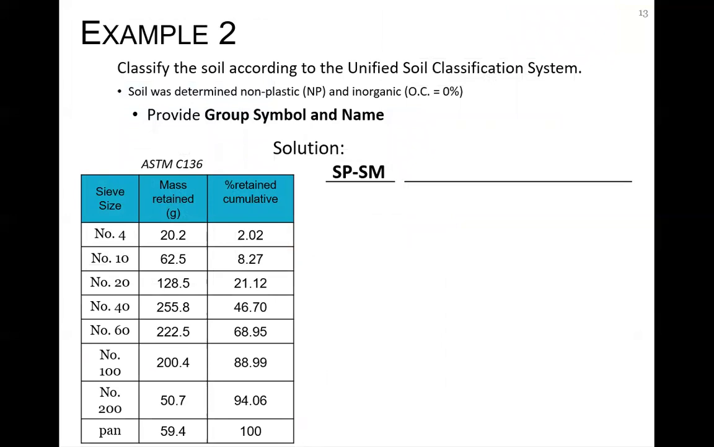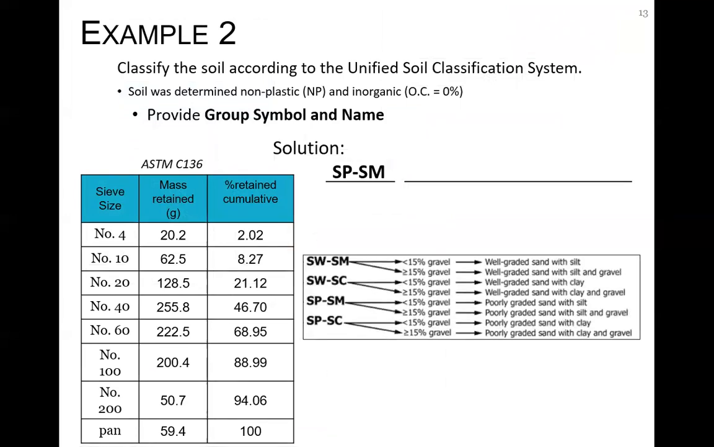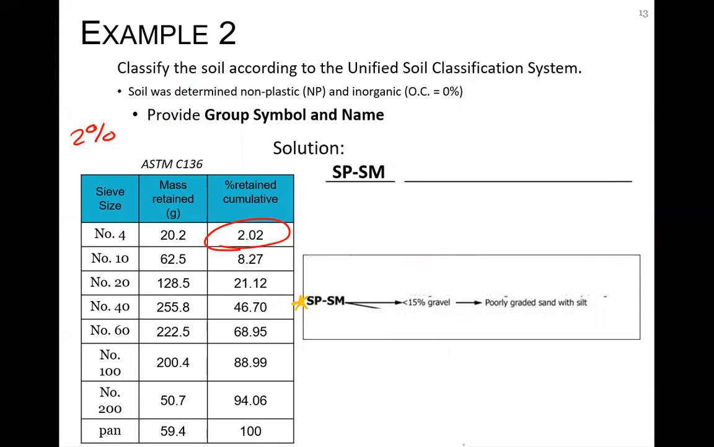So now we need to find the additional name. We look at our chart. We have SP-SM here. We have to see, is it greater than or less than 15% gravel? We are 2% gravel, which is obviously less than 15, right? So then we go down this route here. We're less than 15% gravel, so what we would call this is a poorly graded sand with silt. Only if it's greater than 15% gravel would we throw a "with gravel" in there. So we just keep it as poorly graded sand with silt.